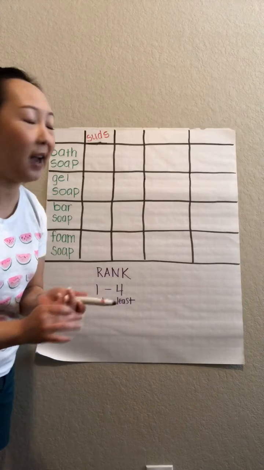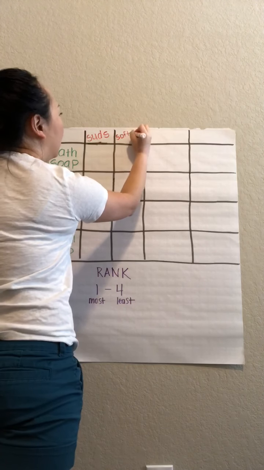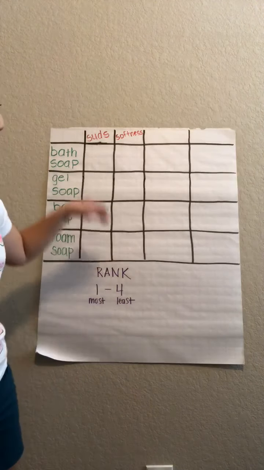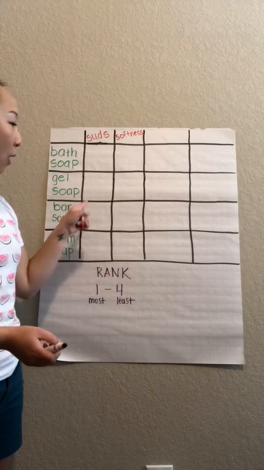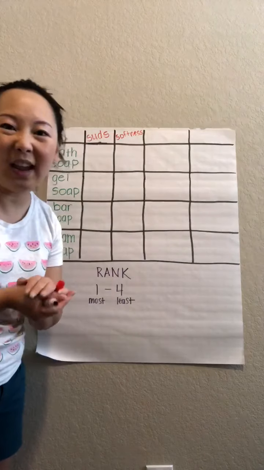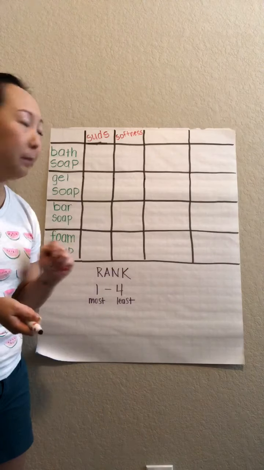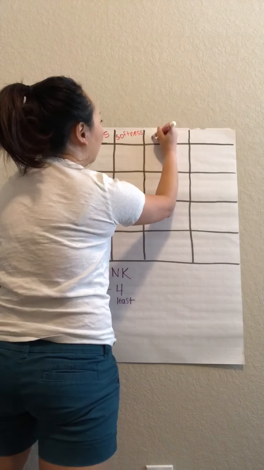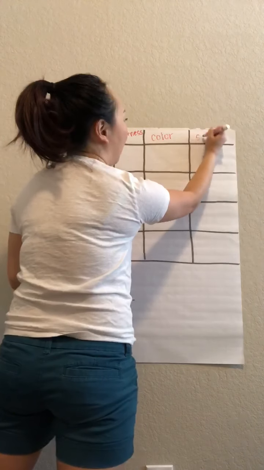The next thing we are going to check for is softness. Soft. And once again, after you wash your hands with all of these soaps, you're gonna rank them again. The one that made your hands the softest is gonna get a 1. And then the next one is 2, then 3, and then the one that did not make your hands feel very soft and they actually felt kind of hard afterwards, that's gonna get a 4, okay? And then we're going to also record the color of your soap and also the smell of your soap.